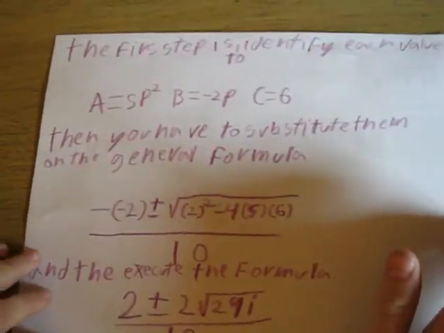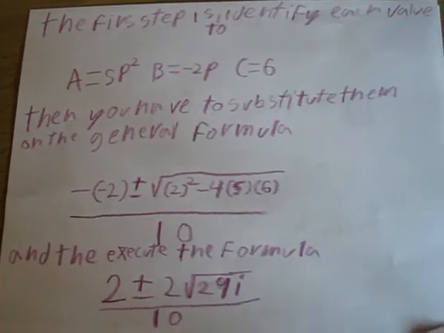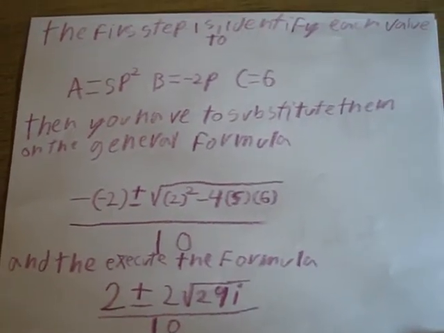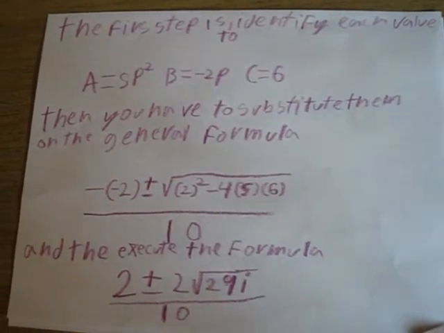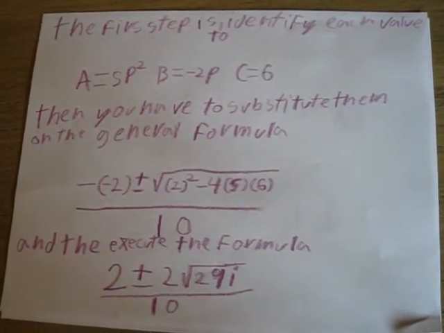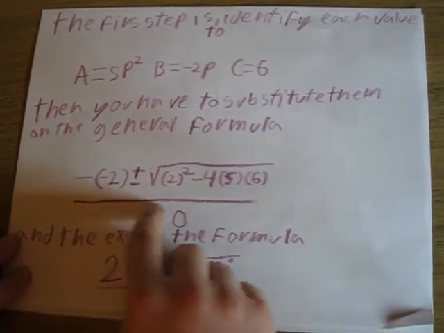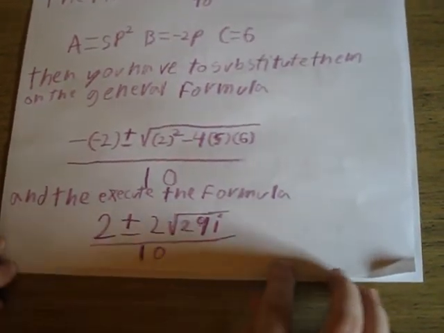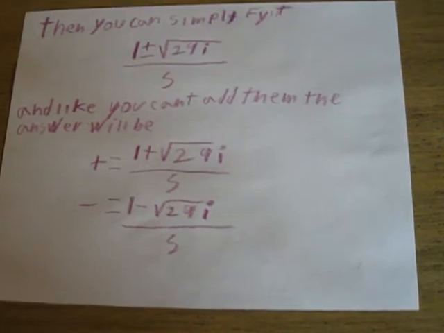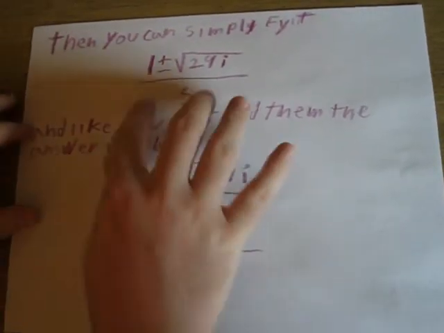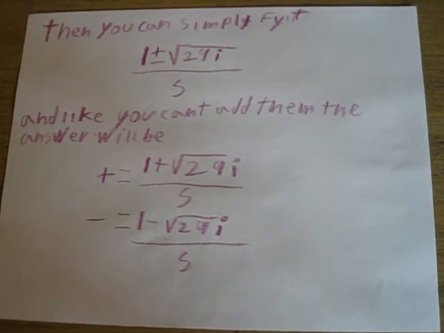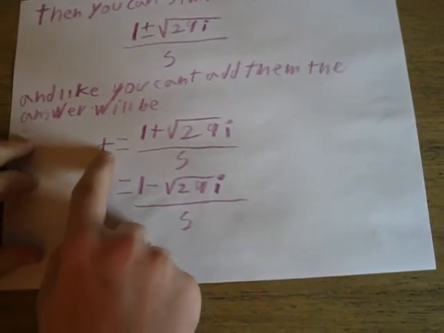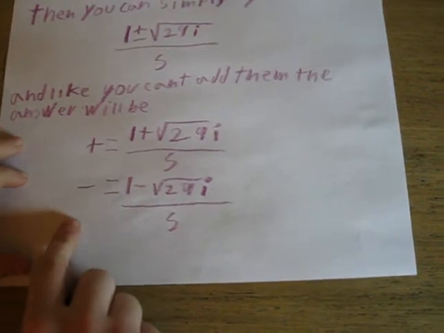Problem 126, Final Lab. The first step is to identify each value: a equals 5p squared, b equals minus 2p, c equals 6. Then you have to substitute them on the general formula like this, and then execute the formula, and the result will be like this. But that isn't everything. Then you have to simplify it, and it will be like this. And like you can't add them, the answer will be like this. One is the positive, and this one is the negative.